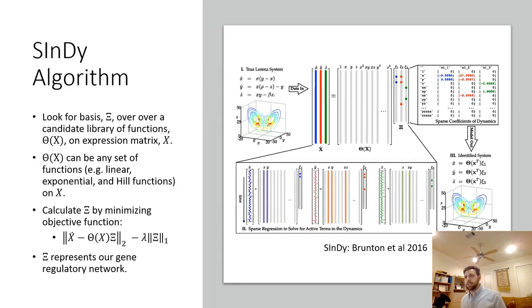To infer the nonlinear interactions between genes, we utilize the SINDy algorithm. In this case, we look for a basis xi over a candidate function of a library of functions theta of x on our expression matrix. This theta of x can represent any set of functions selected by the user. In this case, we look only at biologically relevant functions like the linear function, the exponential function, and Hill functions on the expression matrix. We then look for xi using lasso regression. And thus our representative xi represents our gene regulatory network.